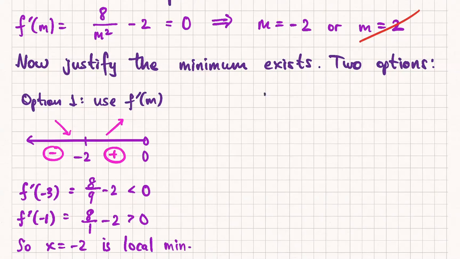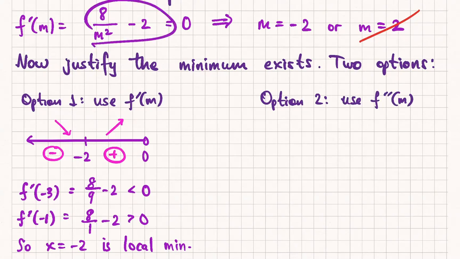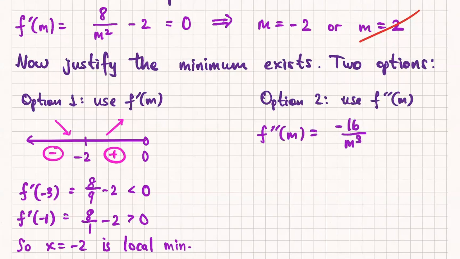Or I can use the second derivative. So again, the first derivative is right there, circled at the top of the screen. So finding the second derivative, I get -16/m³. And what is important here, I really just want to look at what is f double prime of -2. F double prime of -2 is -16/-8. That's 2, and that's positive.